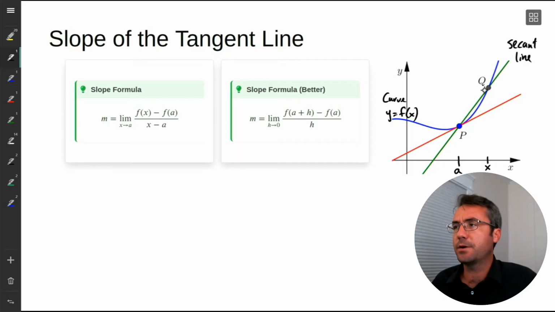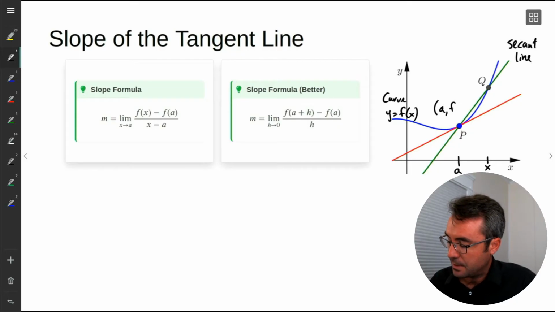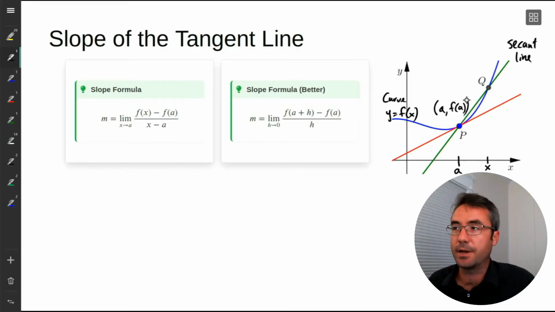All right, so what are the coordinates for these 2 points? Both of these points are on our curve. So the coordinates for point P are a, comma, f of a. We just plug into our function to get the y coordinate. Same thing for Q. We set our x coordinate, we're just leaving it as x, and then to find the y coordinate, we plug into our function, so f of x.